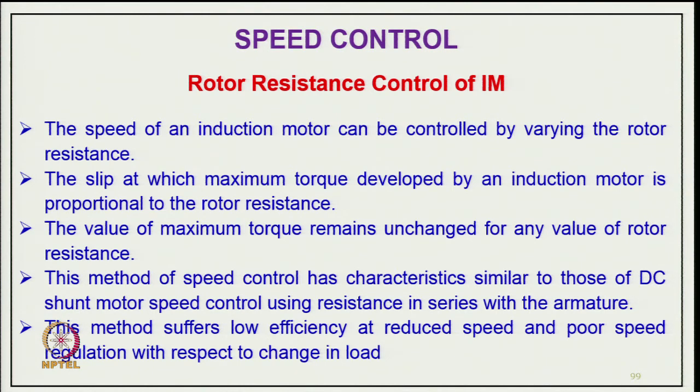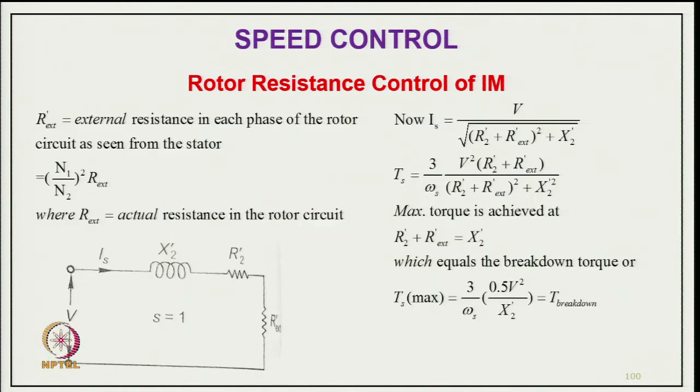This method of speed control has characteristics similar to those of DC shunt motor speed control using resistance in series with the armature, and this method suffers from low efficiency at rated speed and poor speed regulation with respect to the change in torque. And this is the rotor resistance control circuit, with the additional resistance. If you bring it to the other side, this additional resistance also has to be modified with your turns ratio.